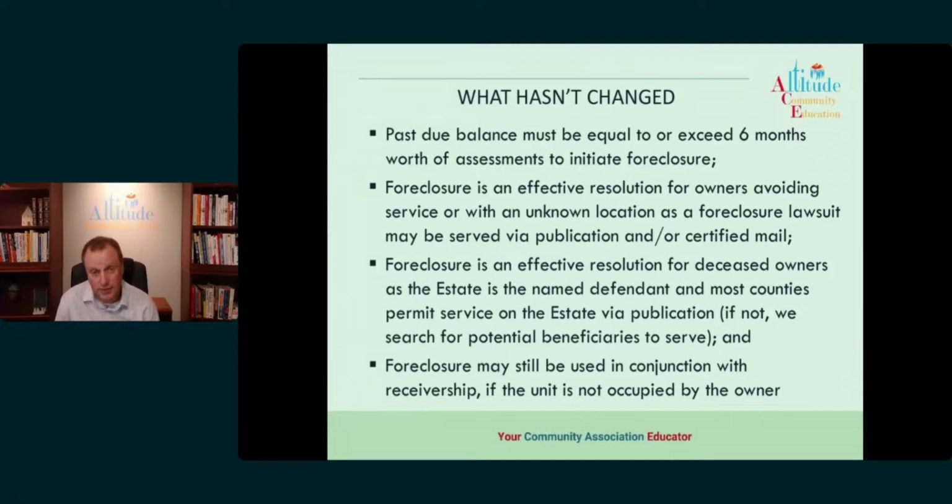Sometimes it's hard to reach because the owner's been avoiding service. So maybe this is a person who has lots of debtors. They don't answer the door for anyone, even the sheriffs. And so it makes it very difficult to obtain personal service.